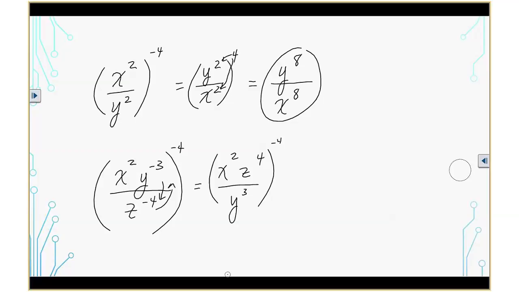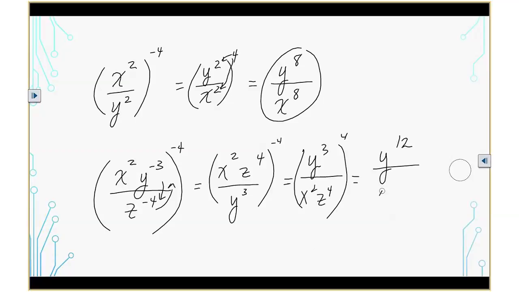Or I can distribute this negative 4. It doesn't matter how you do it. Let me go ahead and flip it. Y to the third over x squared z to the fourth, and that's to the fourth power, and that's going to be y to the 12th over x to the 8th, z to the 16th. All right, now you do it another way and see what you come out with. Start back here and do it another way. Distribute the negative 4 first and see what you get. I guarantee you'll get the same answer if you do it right.